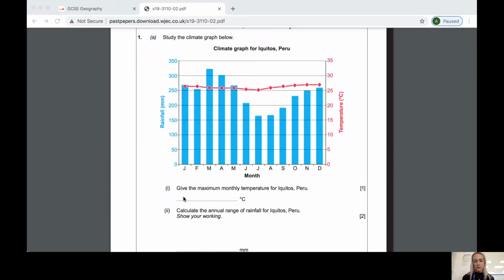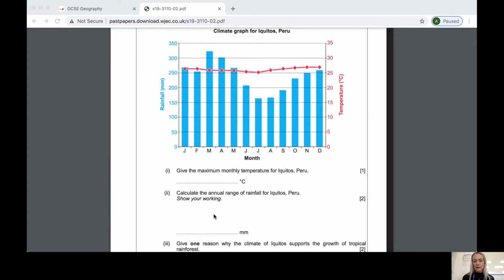So it's got the degrees Celsius there, so you need to find the maximum monthly temperature. So maximum means the highest. The temperature is the red line. The rainfall is the blue bars. So the highest temperature, you may want to get a ruler and run it across here and find the highest temperature and put it on that line there for 1 mark.